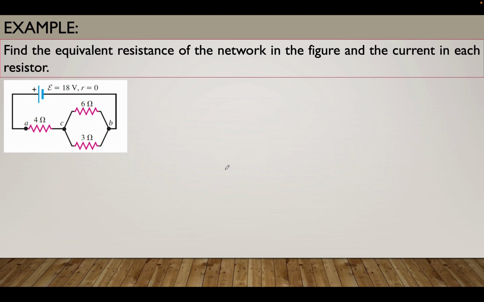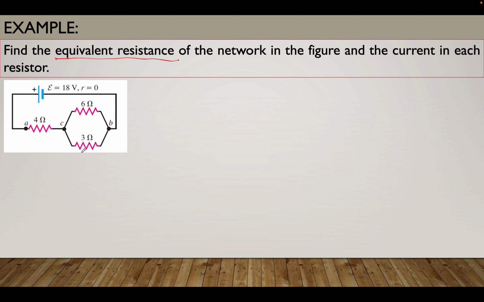Okay, so let's try some of the examples right here. So we have our first example. Find the equivalent resistance of the network. So this is the network in the figure, and the current in each resistor. Okay, so our first goal is to get the equivalent resistance.